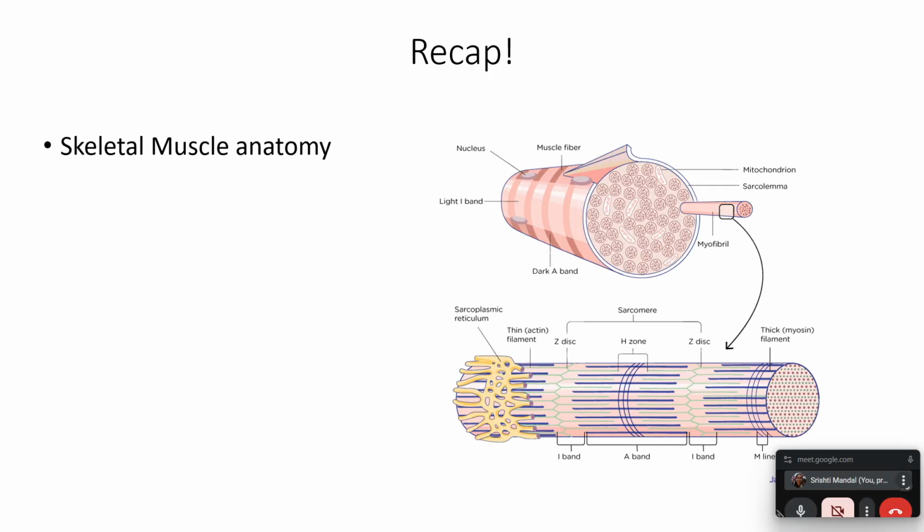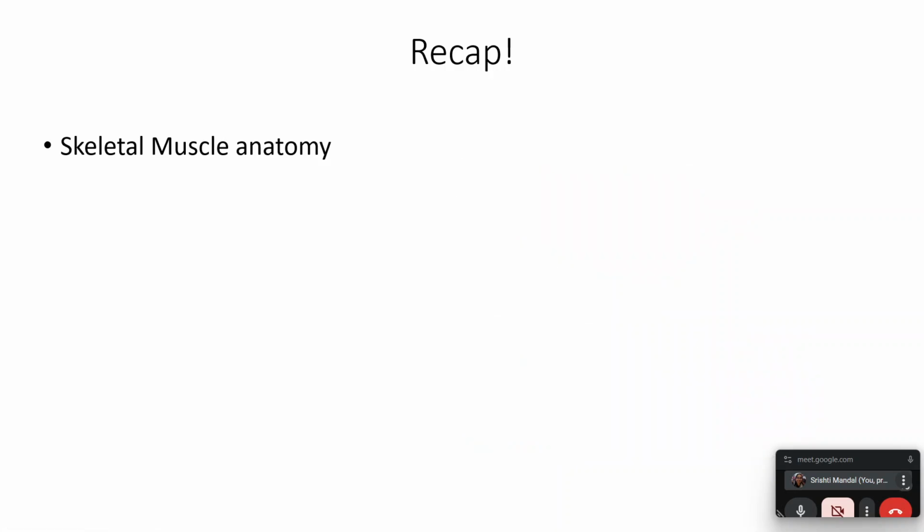So far we've learned about skeletal muscle anatomy, right? We learned about the different components when you go from the macro to micro scale in skeletal muscles. And we learned about the importance of the sarcomeres in the skeletal muscles containing your Z and H discs and zones, and the anisotropic and isotropic bands, and how this sarcomere is the contractile unit of skeletal muscles and cardiac muscles as well, right?